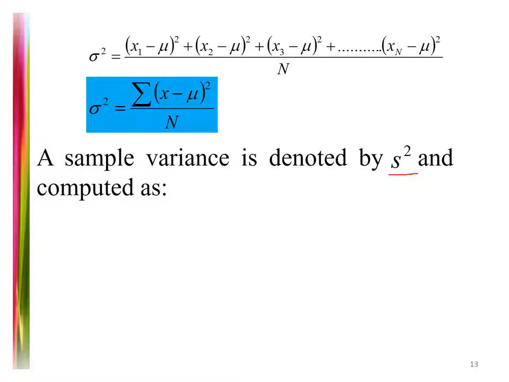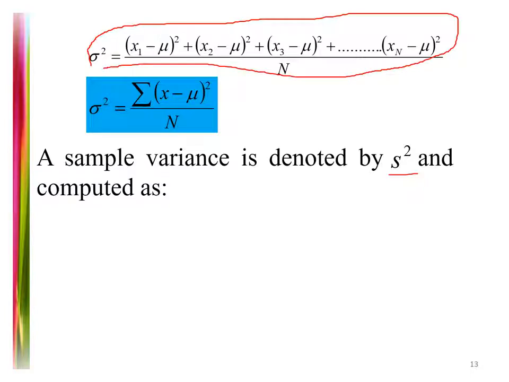For population variance we calculate sigma squared: x1 minus mu, that means population mean, squared, plus x2 minus mu squared plus x3 minus mu squared, up to the last one, and divided by total number of observations. So this is that formula: summation of x minus mu, all squared, divided by N.